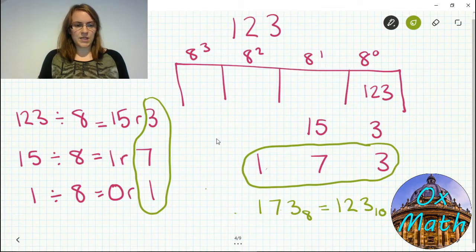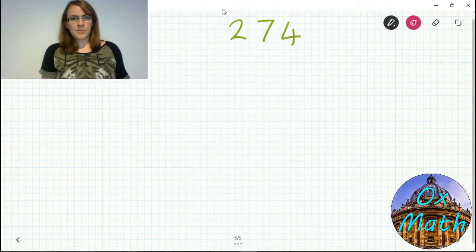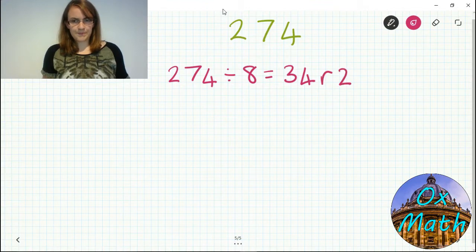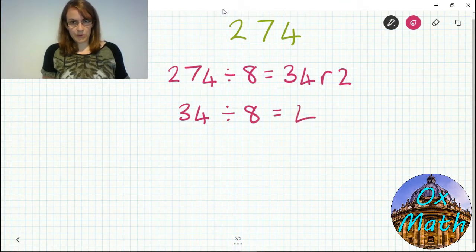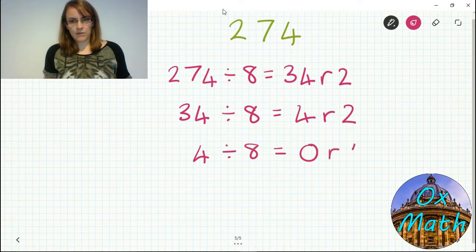Have a go at converting the number 274 into octal, so 274 in base 10 into the base 8 or octal number system. So to represent the number 274, we need to see how many 8s can go into it. 274 divided by 8 is 34, remainder 2. We can then take our 34 and see how many 8s go into that, which is 4, remainder 2. Then we take our 4, which we've still got. 4 divided by 8, of course it doesn't go, and you've got the remainder 4.